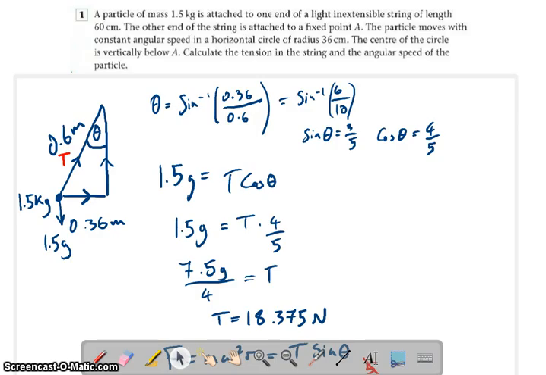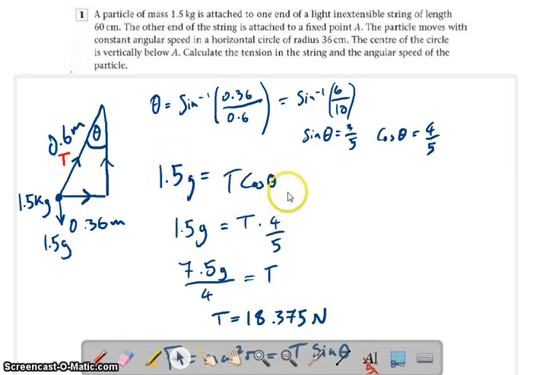moving in a circle. So the tension has two components, one causing a centripetal force and one upwards that's equal to the weight, and the weight downwards is equal to 1.5 g. Now, because the radius of the circle is 0.36 and the length of the string is 0.6 meters, we can find theta very easily, and theta is sin to the minus 1 of 0.36 over 0.6, which gives us sin theta is just 3 over 5, or cos theta is 4 over 5. It's a Pythagorean triple.